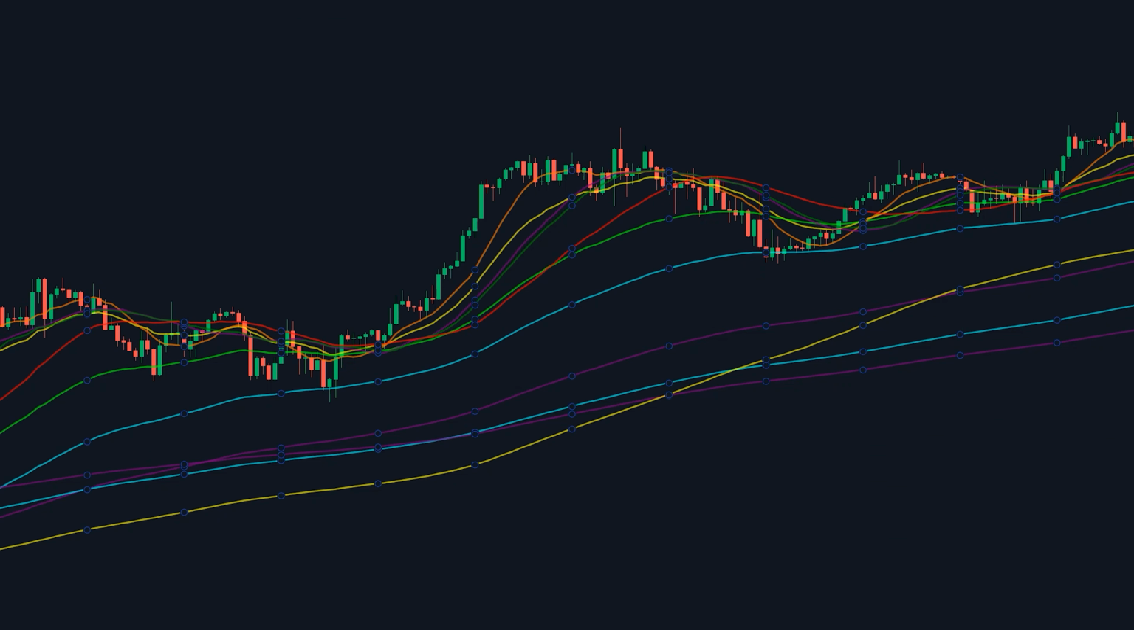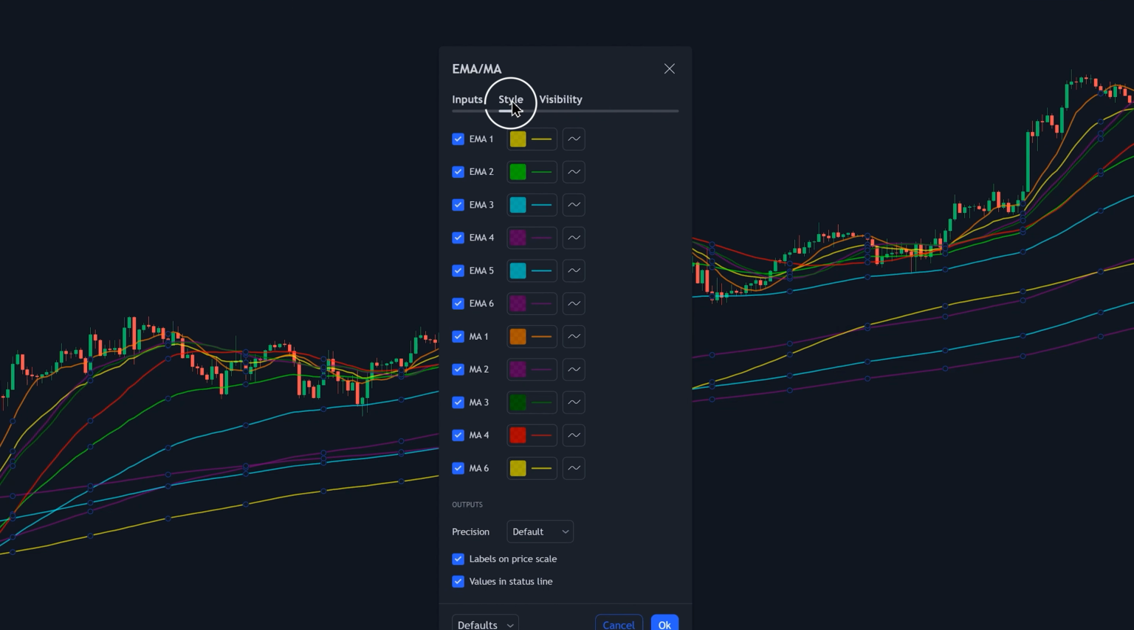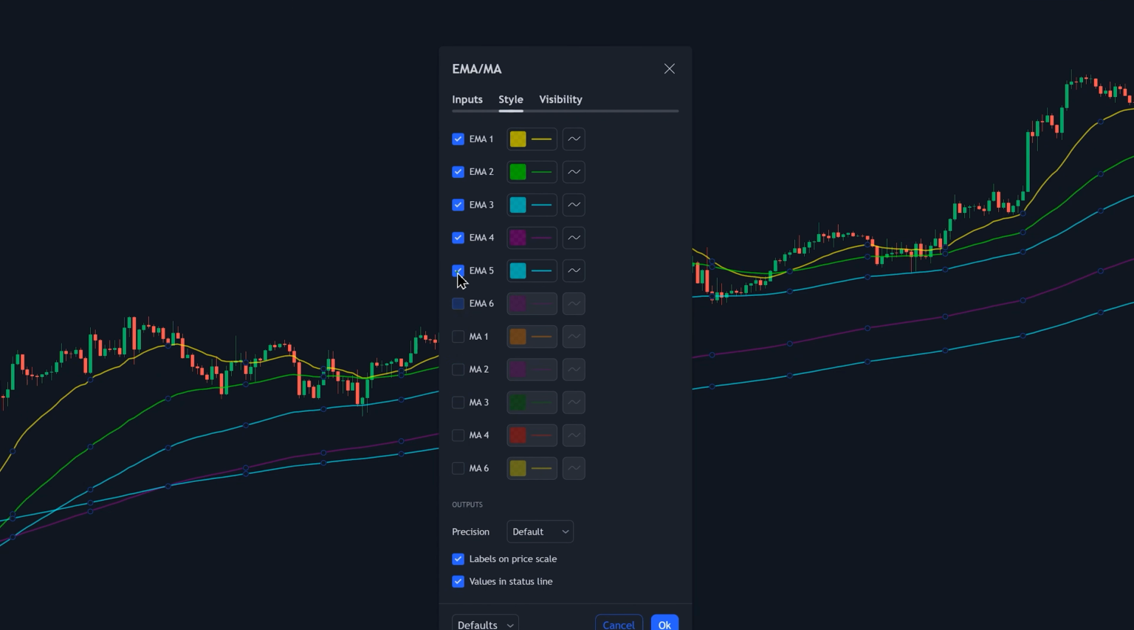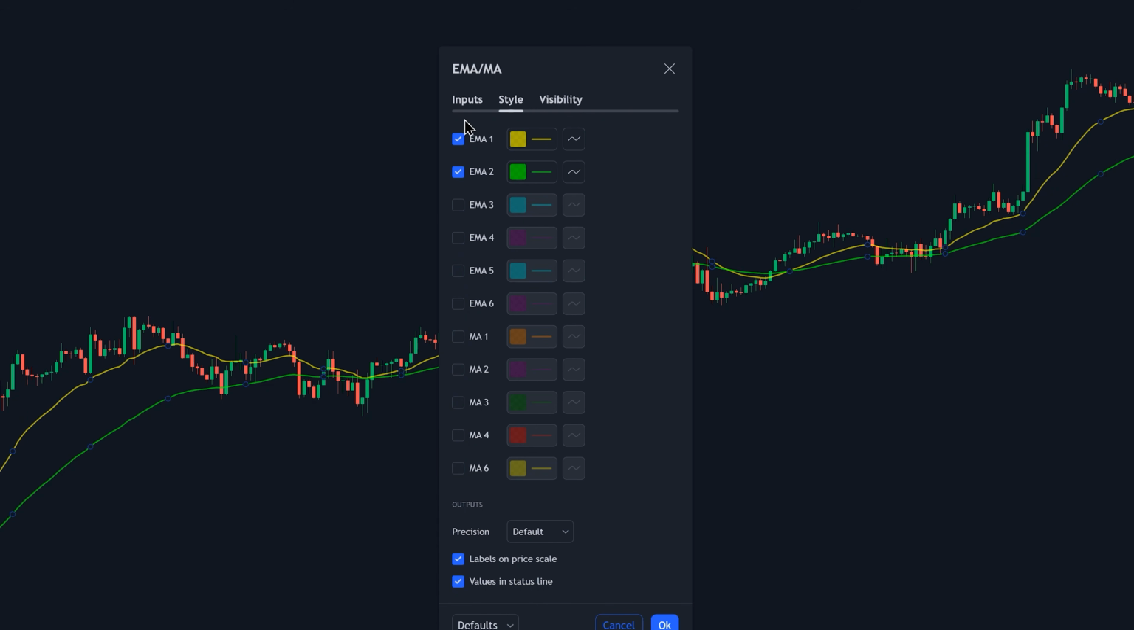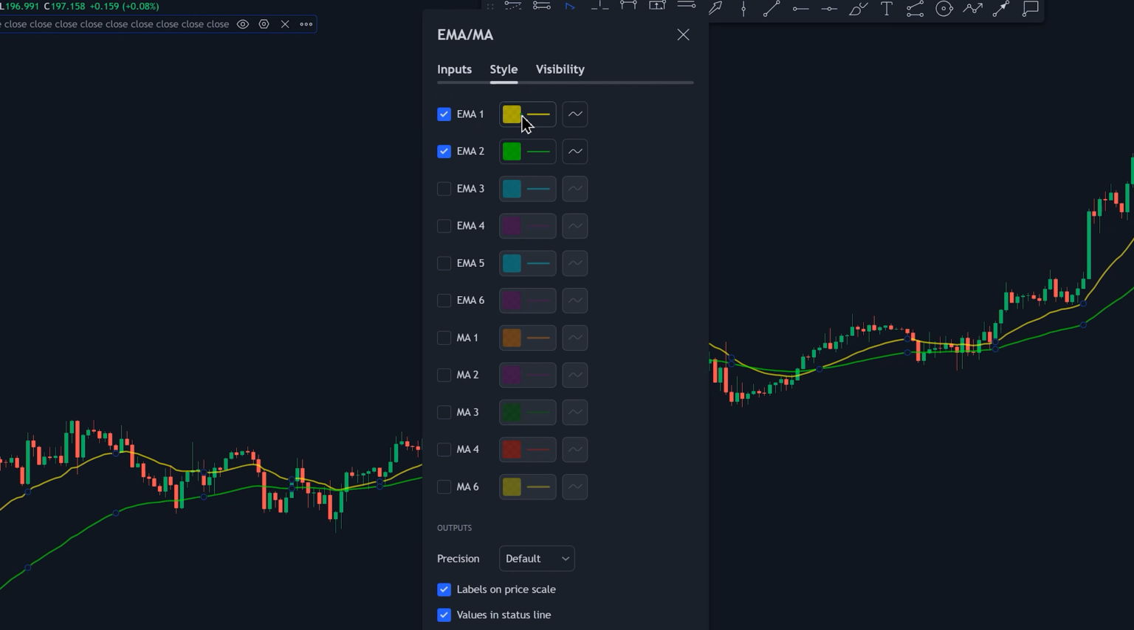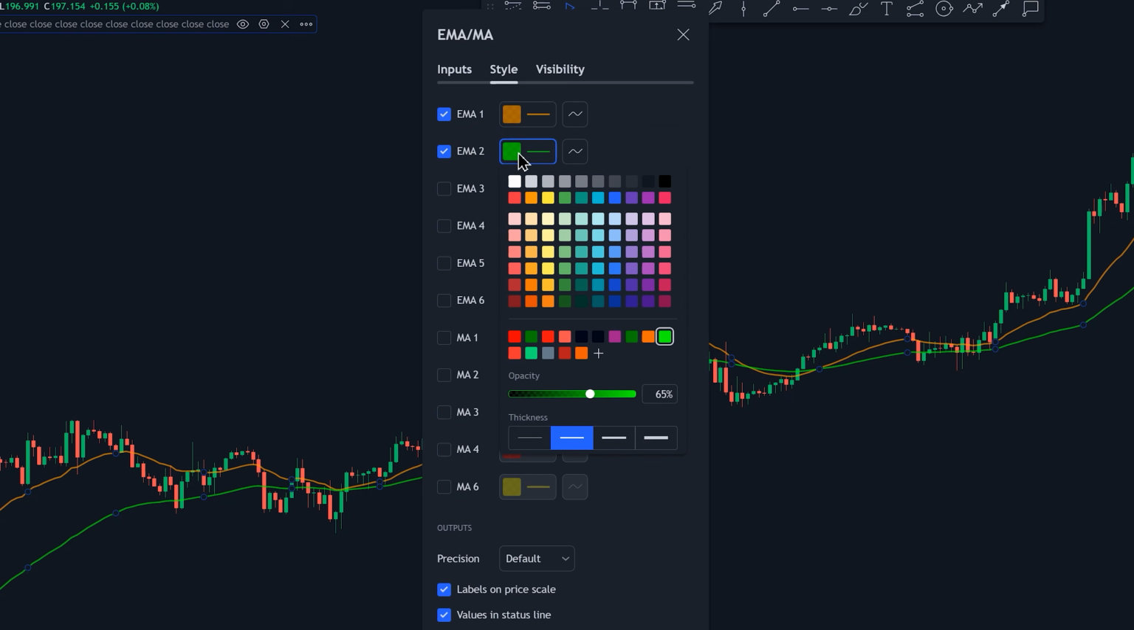So let's access its settings, and then on the style tab, we're gonna disable all these EMA options except for the first 2 options. Then change EMA 1 color to orange. For EMA 2, we're gonna change it to green.